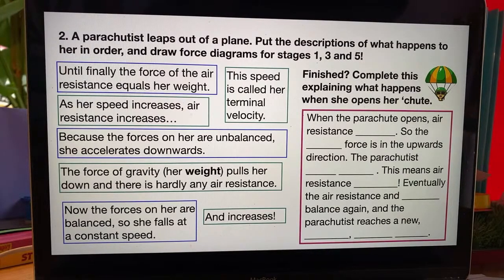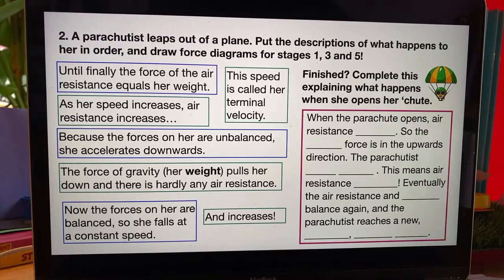I'll give you 30 more seconds because I'd love you to have a go at this finished task. It's good brain exercise. Okay, should we get going?